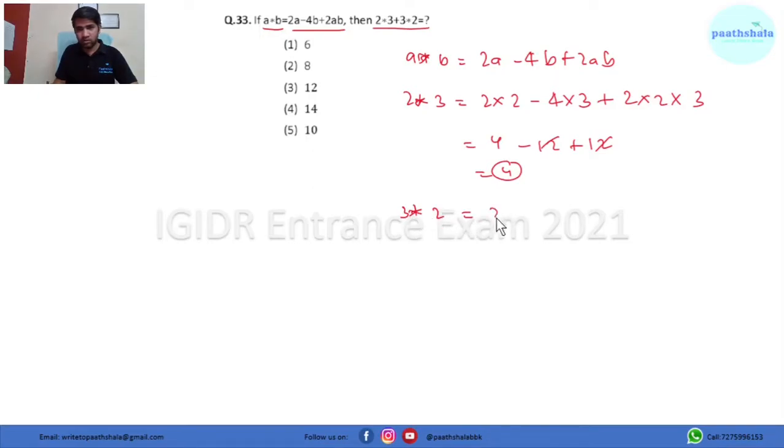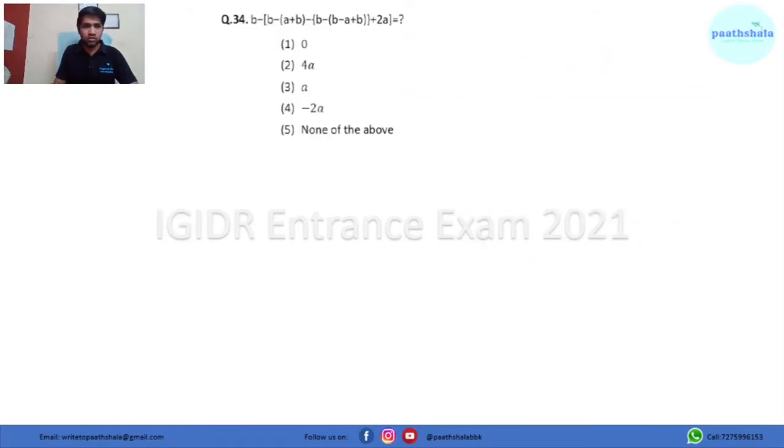Now let's find the value of 3 star 2. This will come out to be 2 into 3 minus 4 into 2 plus 2 into 3 into 2. So your final answer will be 6 minus 8 plus 12. So this is 18 minus 8, that is 10. So 10 times 4 is 40. So this is your option. Now let's move to the next question.